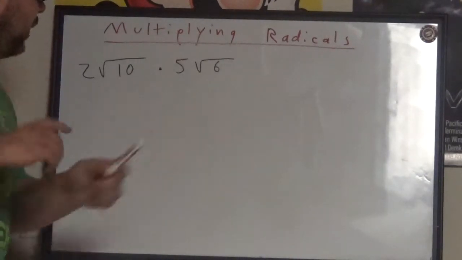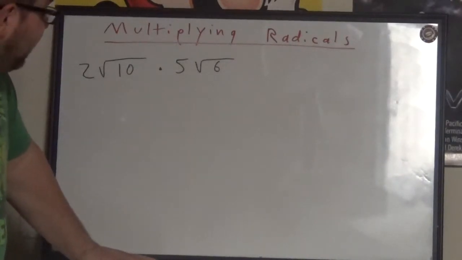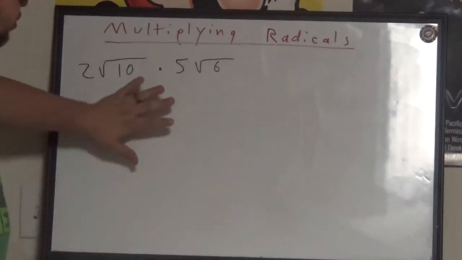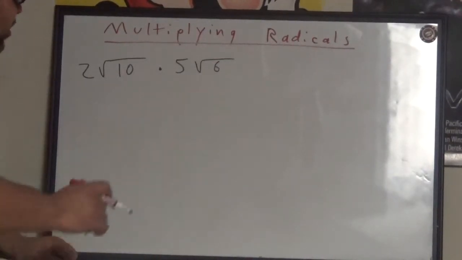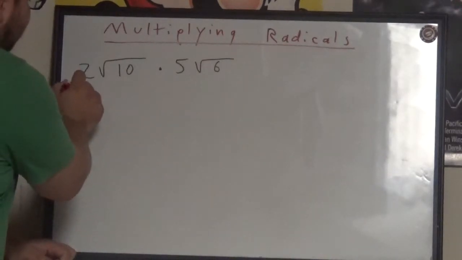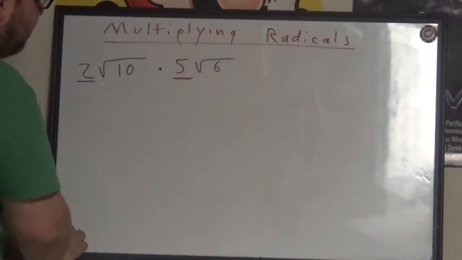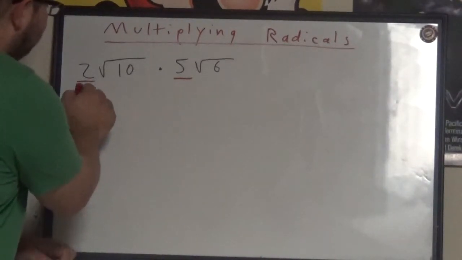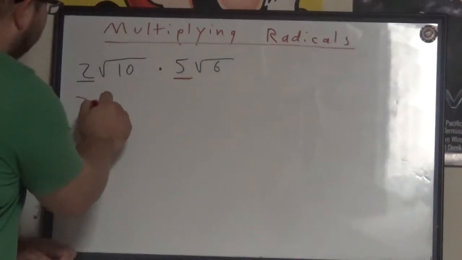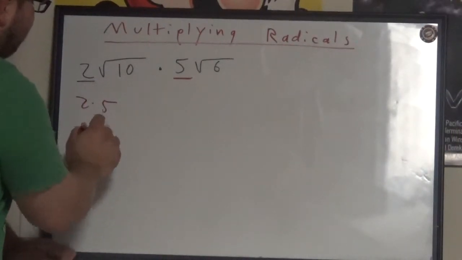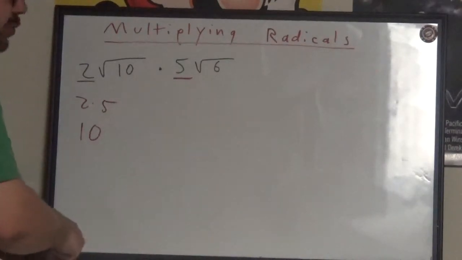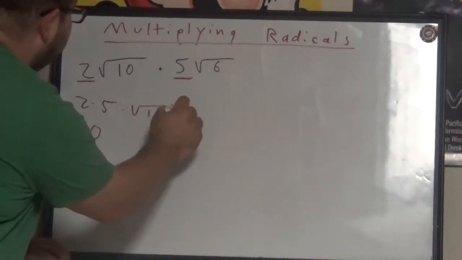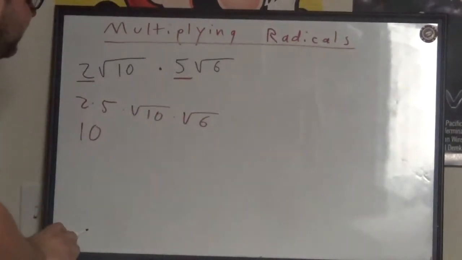when we are doing a problem like this, we have 2 root 10 times 5 root 6. Right away, the first step is super easy. We take our numbers that are not in a square root, that are just regular constant numbers, and we multiply those together. 2 times 5, of course, is 10. And then we take the numbers which are in a square root, square root of 10 times square root of 6.